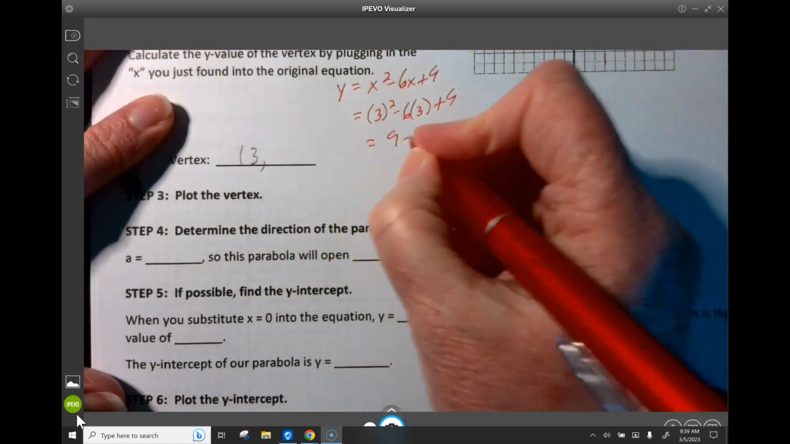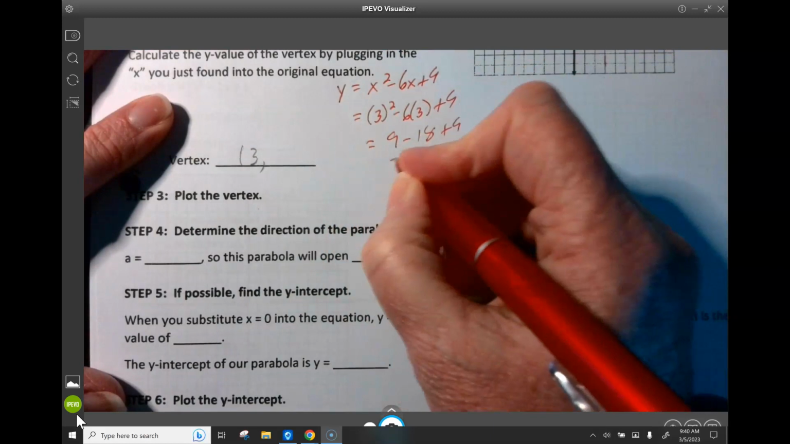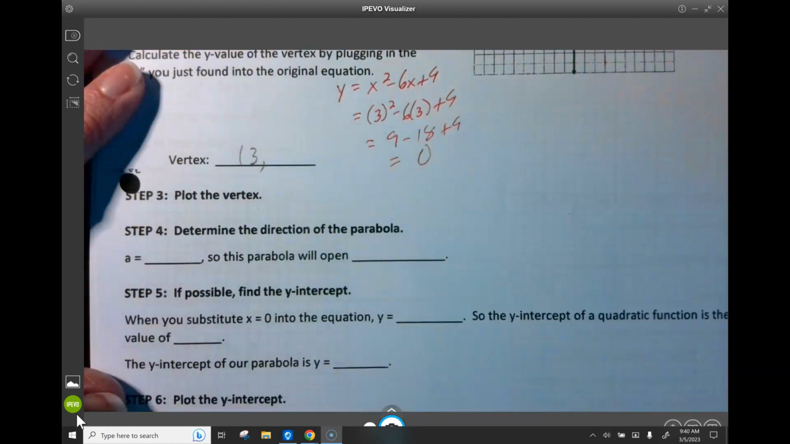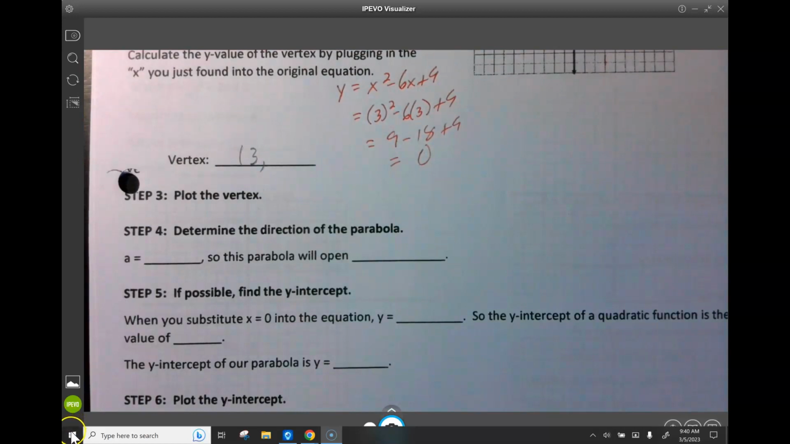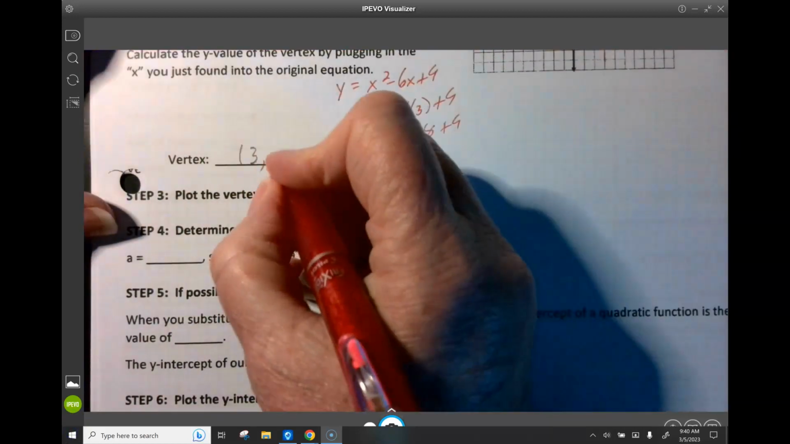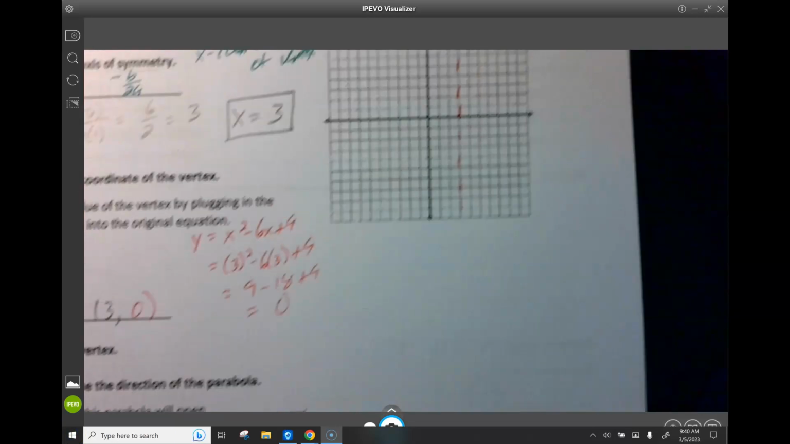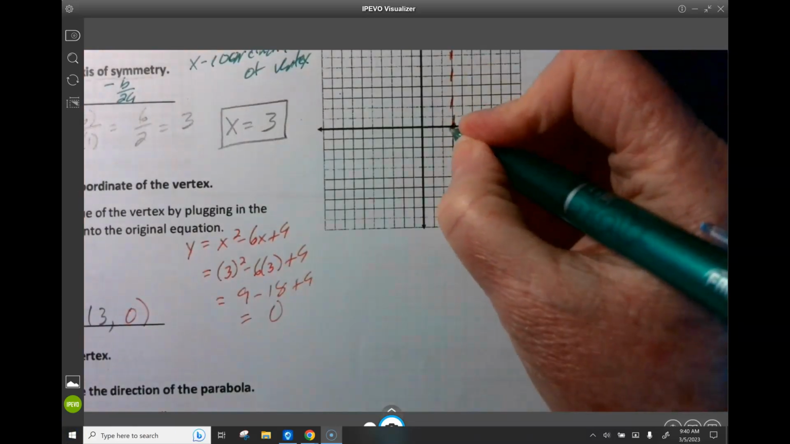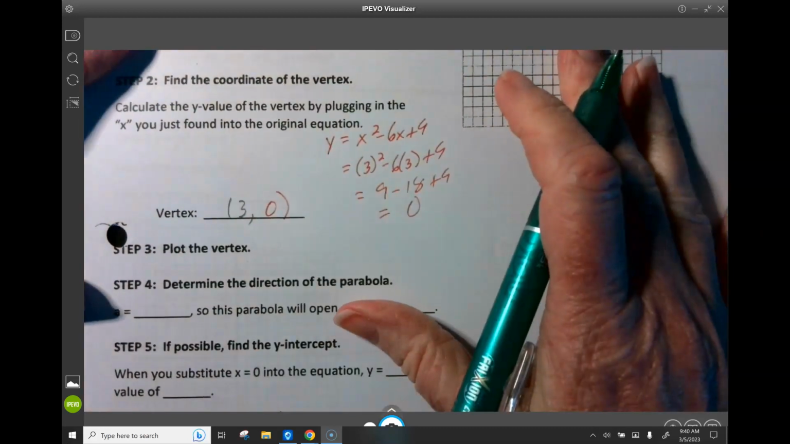So we get 9 minus 18 plus 9. Oh, well, look at that. That's going to give us 0. So our y-coordinate is 0. Therefore, we can now plot our vertex. Our vertex is 3 and 0. There's our vertex.